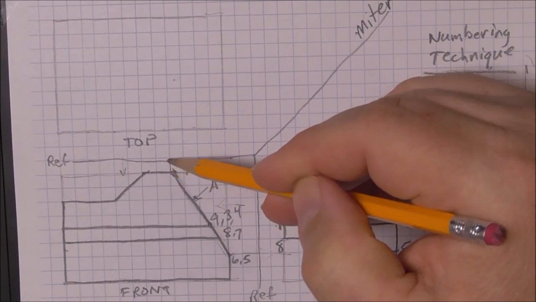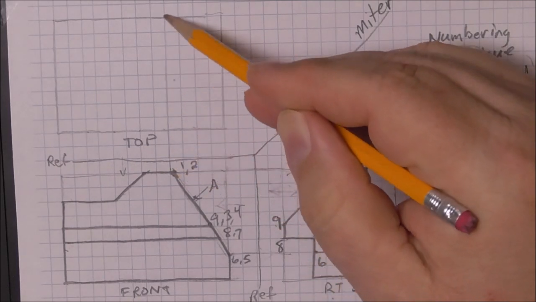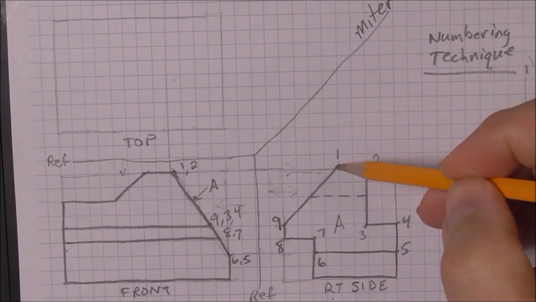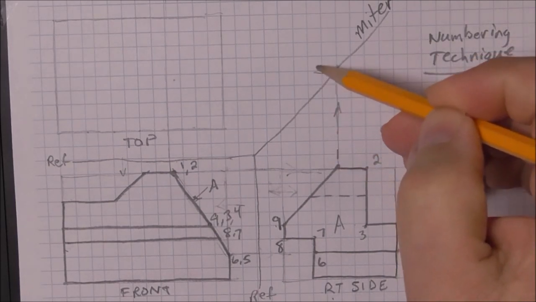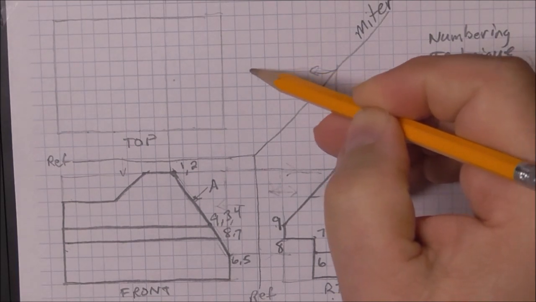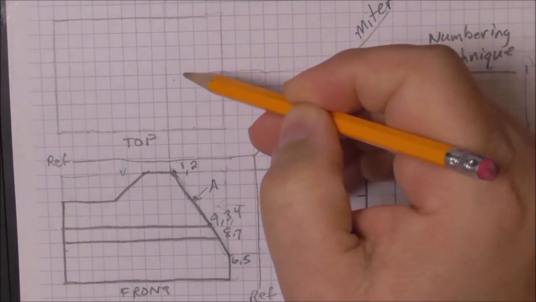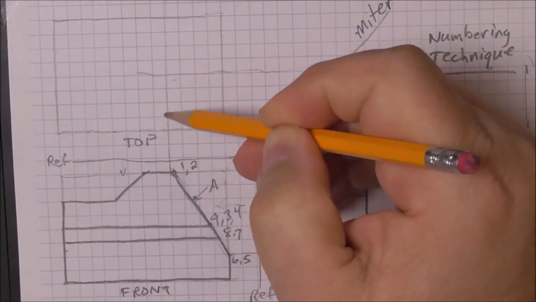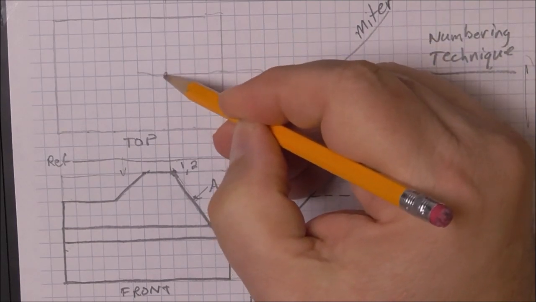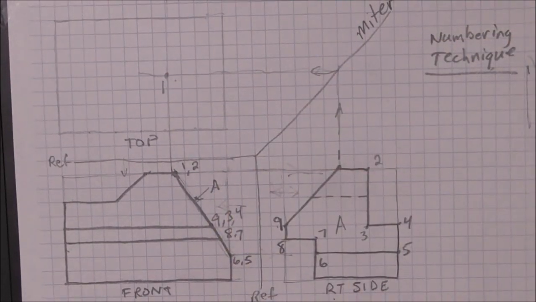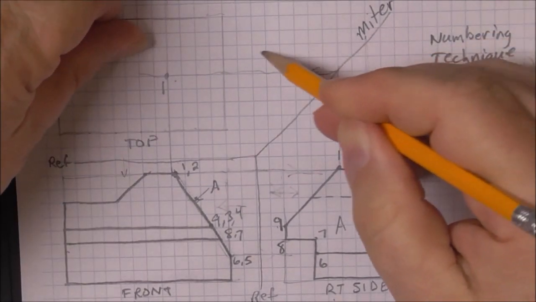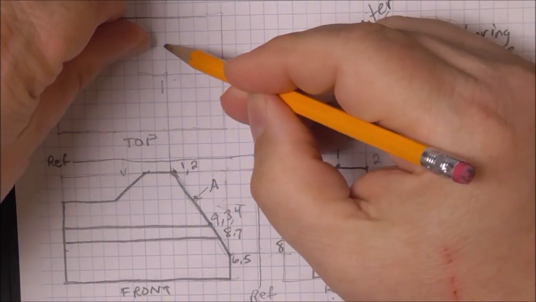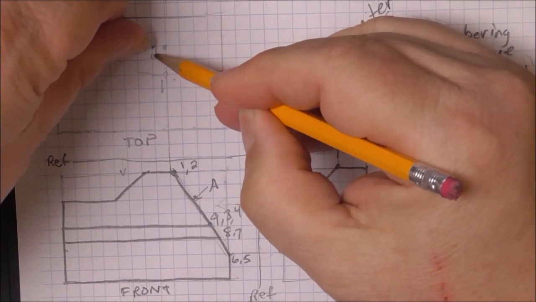Somewhere up here is point 1 and 2. Somewhere up here is point 1. Hit the miter line, turn 90 degrees, come across the projection line, and where it intersects the other projection line, that is point 1. Has to be. Point 2 is up here and across. Point 2 is up here. There's point 2.